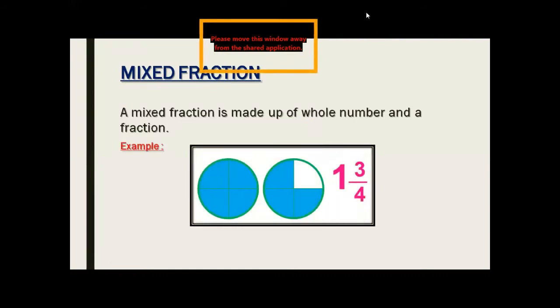The third type of fraction is mixed fraction. A mixed fraction is made up of a whole number and a fraction. In a mixed fraction, we have a proper fraction and a whole number. Okay, let's see this example. 1 represents a whole number, and this 3 over 4 is a fraction. So we can say that mixed fraction is a combination of a whole number and a proper fraction. Okay, these are the three types of fraction.